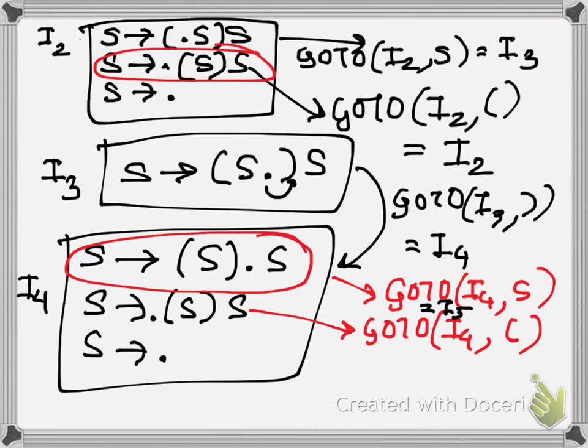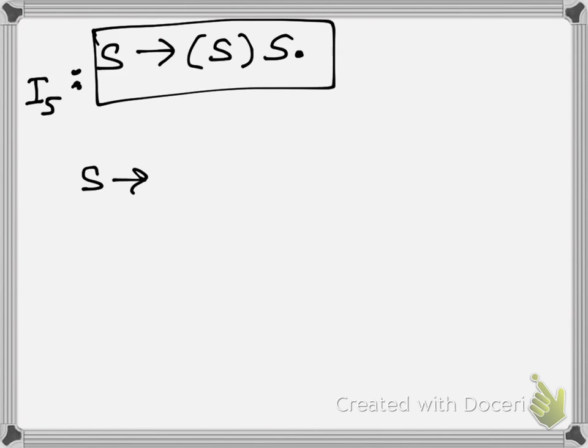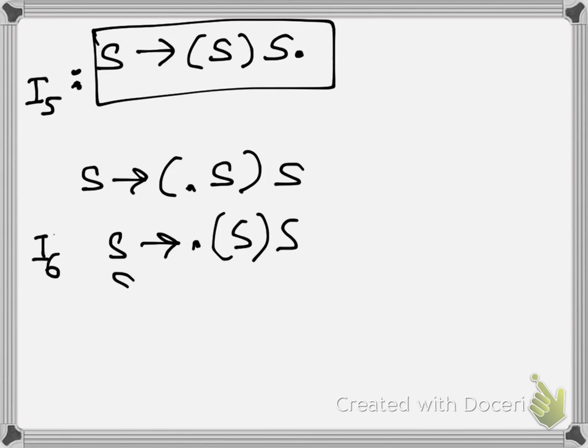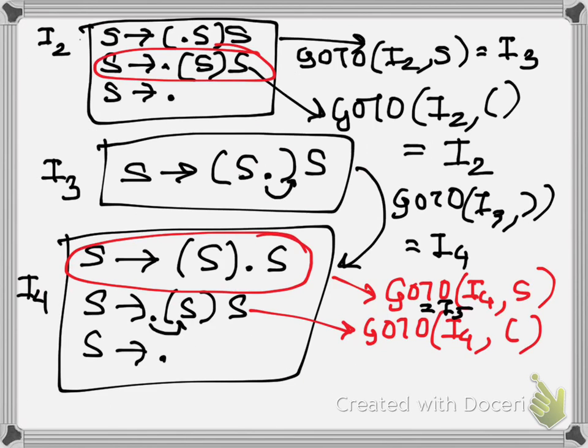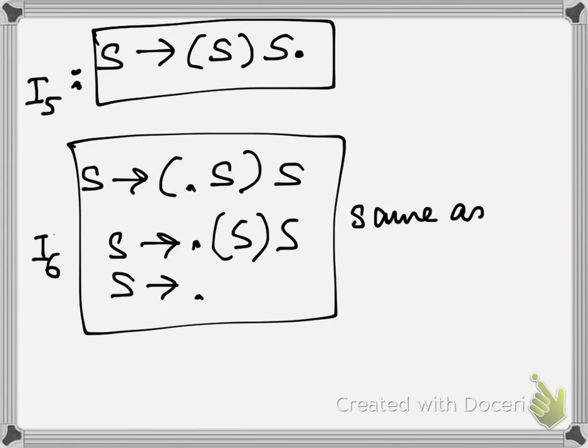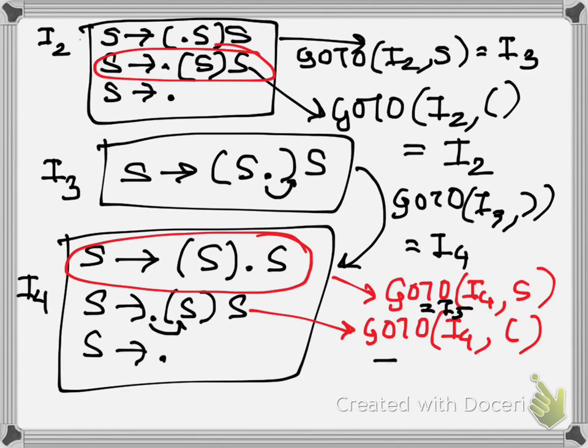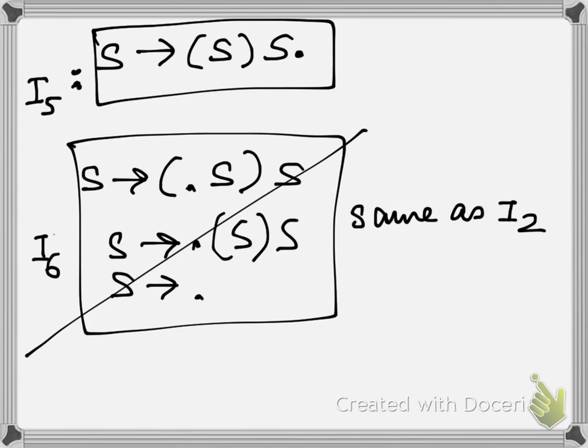Let's look at this I4. So I4 on parenthesis means the dot will come here. So I have S derives this. Let me call it I6. If I compute now all productions starting with S, so dot S, okay. Again, isn't this the same as our I2? It's the same as I2. So we will not use this anymore. We will write here that on this it will go to I2. So I have all the sets done now. This is also final, so no more items are remaining.